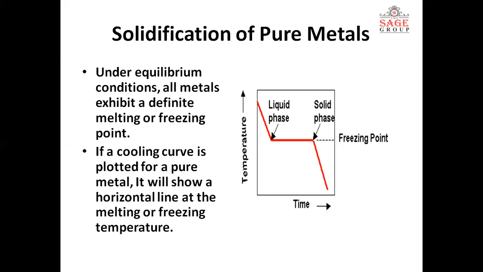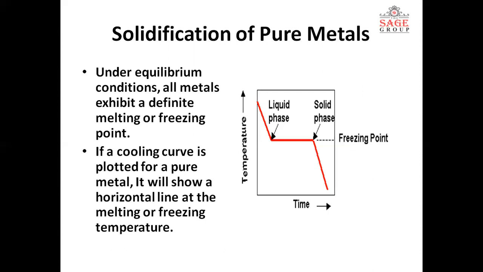Because of latent heat, it releases the latent heat. That's why the temperature is not changed, but the phase changes from liquid phase to solid phase. Without the change in the temperature, the phase changes from liquid to solid. And after the solid phase is attained, the temperature will come down to the room temperature. So this cooling curve is for pure metals.